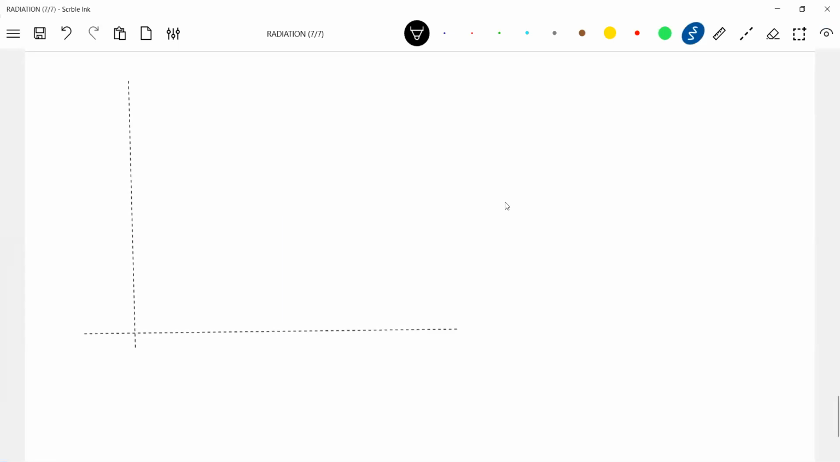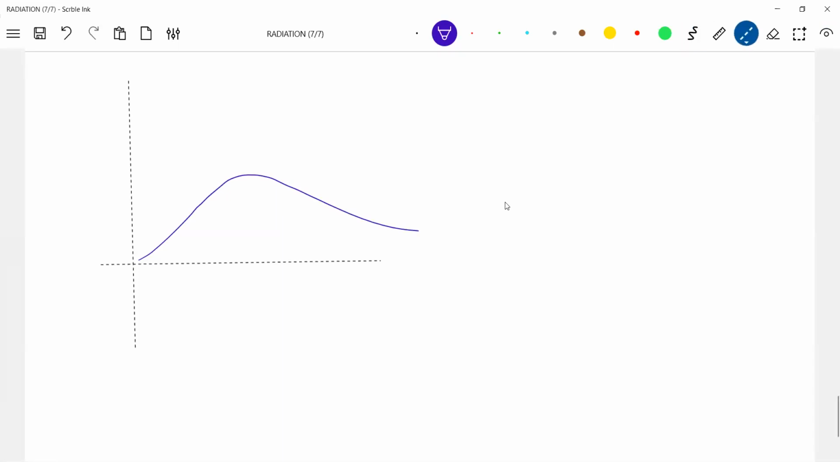Now, if this is a curve, let me plot the curve. This is lambda naught. This is wavelength, and this is intensity. Okay, this lambda naught and T are related by Wien's law.